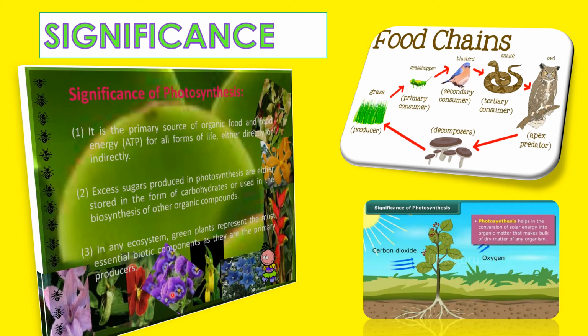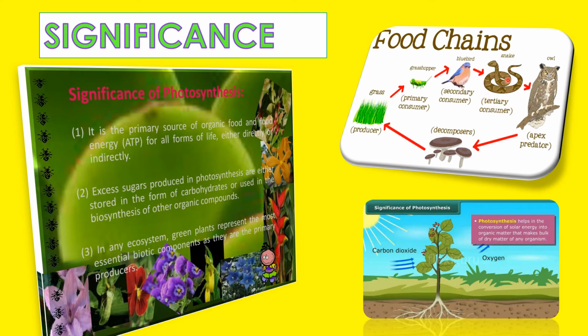Another one, this point is related to number 3, this diagram, food chain. See the food chain, grass or plant. They are the producer, primary producer. Next, coming to primary consumer, that is like grasshopper. They are dependent on producer. Next, secondary consumer, that is a bluebird. For example, we can say they are dependent on primary consumer.